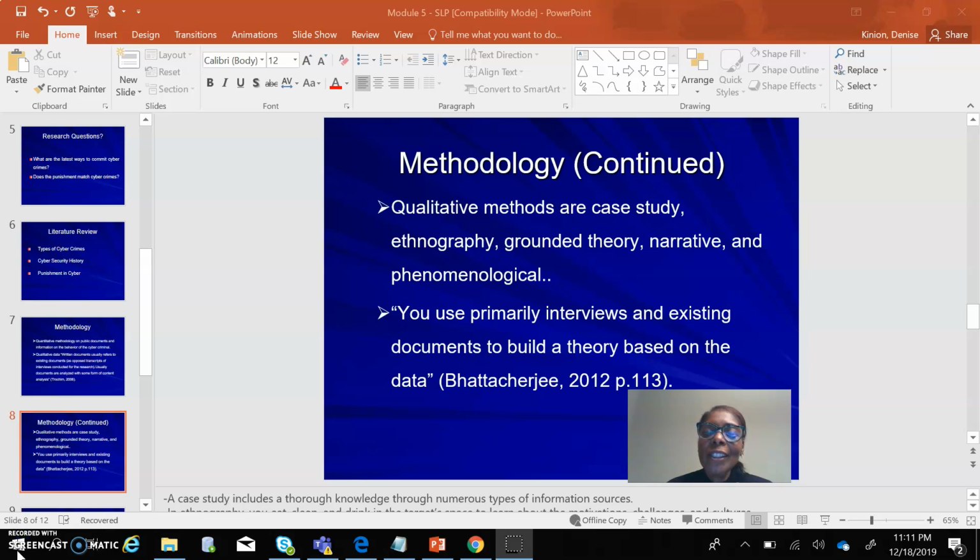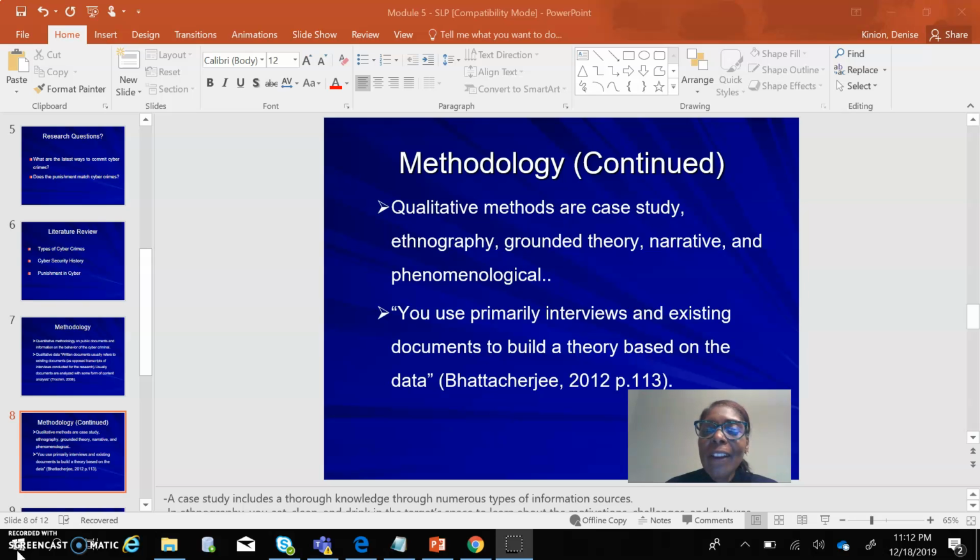Additional methodology that's planned to be used for this research project would be qualitative methods like a case study, which requires thorough knowledge through numerous types of information sources. Ethnography is eating, sleeping, and drinking with cyber criminals just to understand what their psyche is.